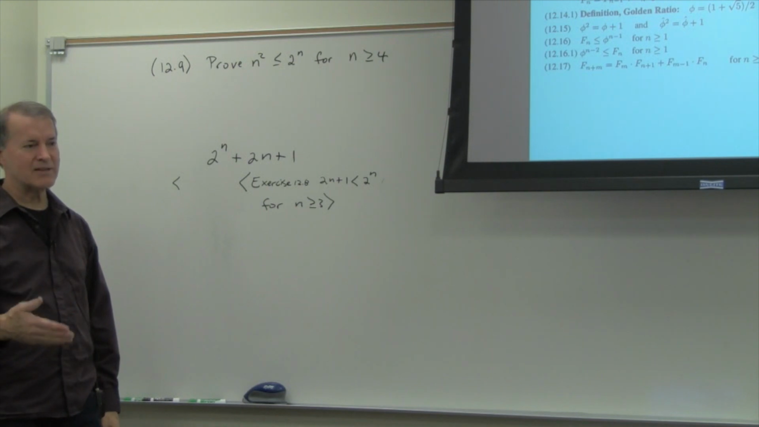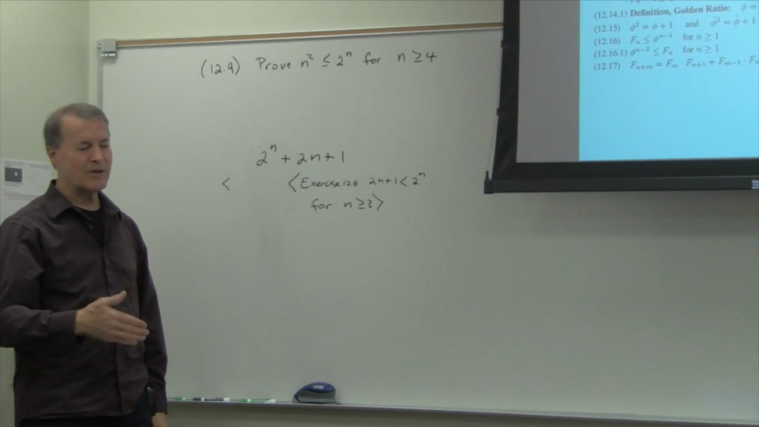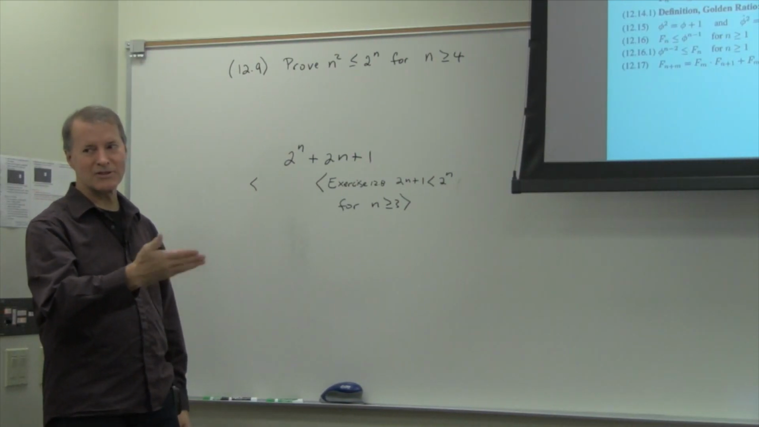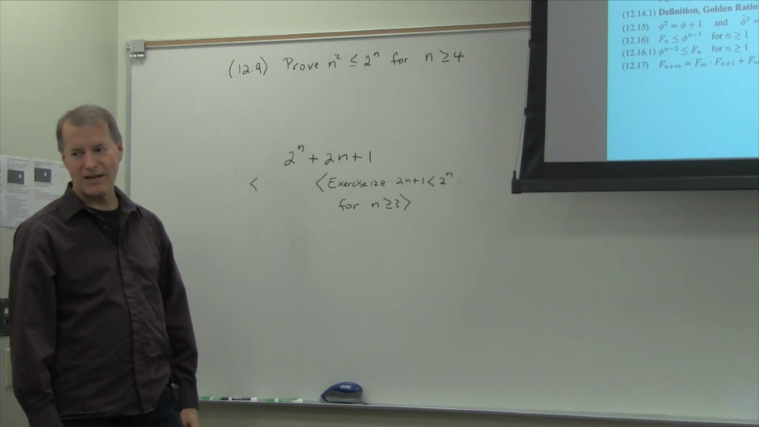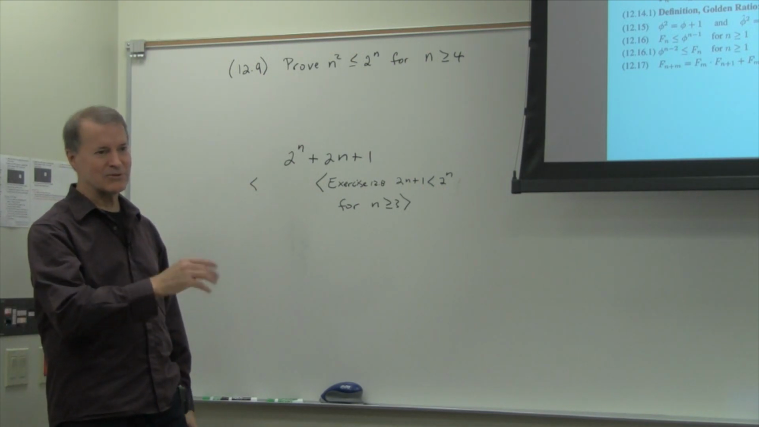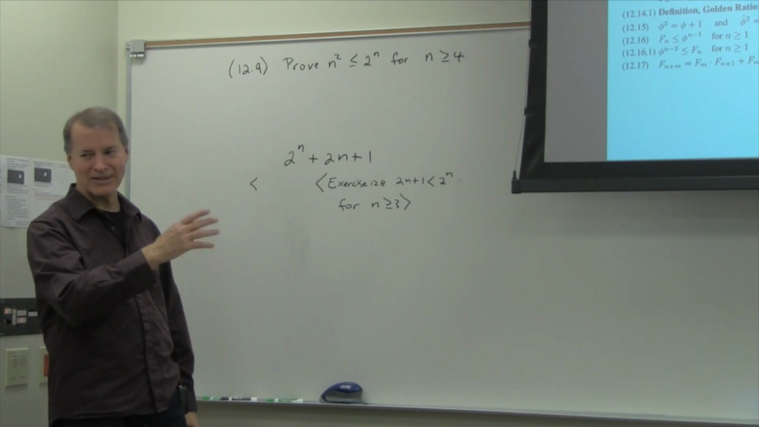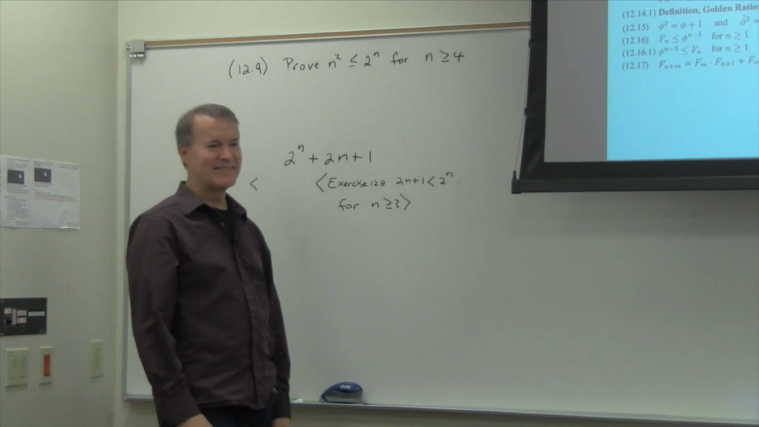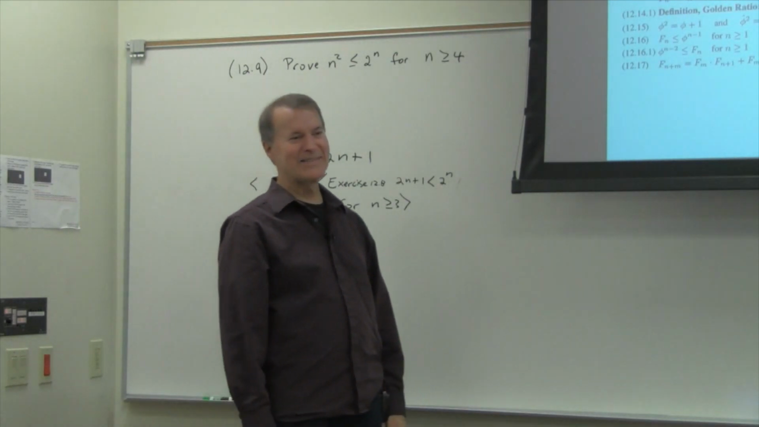What is a plus a? What is x plus x? 2x. So 2 to the n plus 2 to the n is 2 times 2 to the n. And what's 2 times 2 to the n? That's 2 to the 1 times 2 to the n, and 2 to the 1 times 2 to the n is 2 to the n plus 1. You didn't get that?